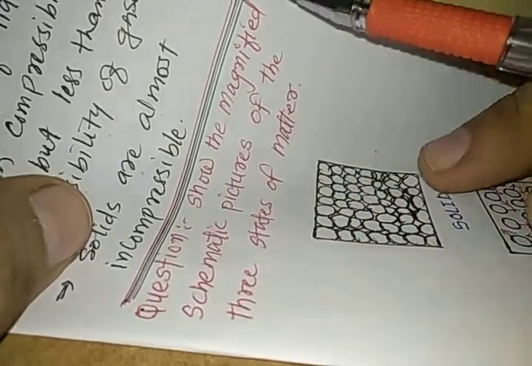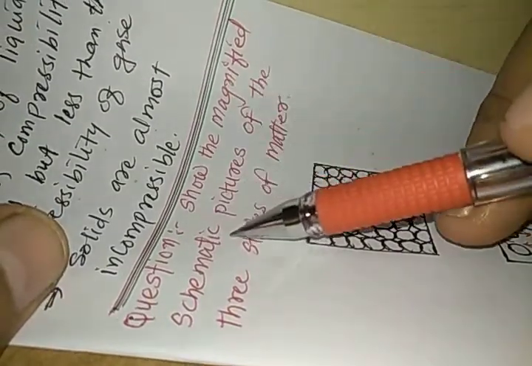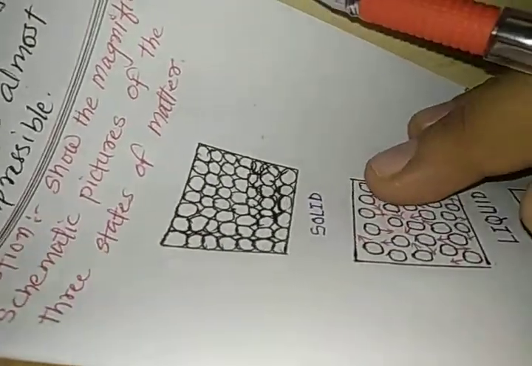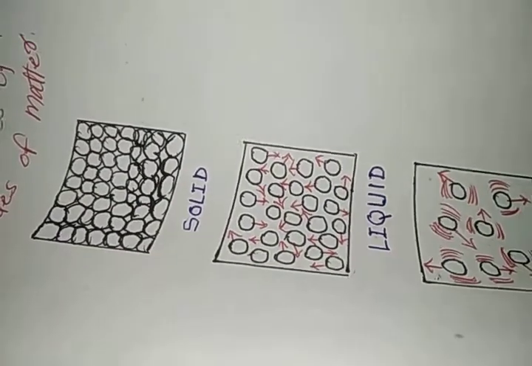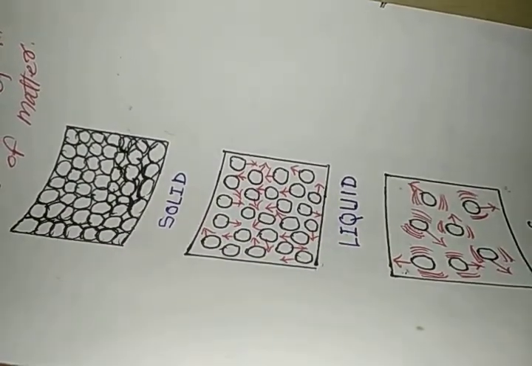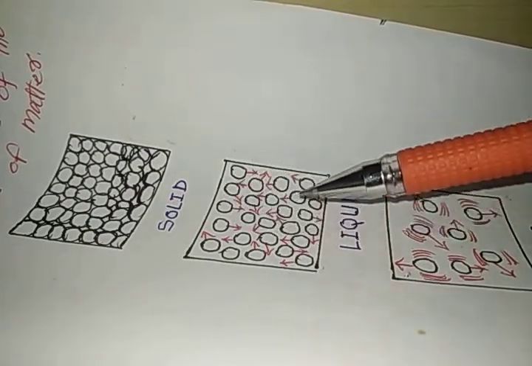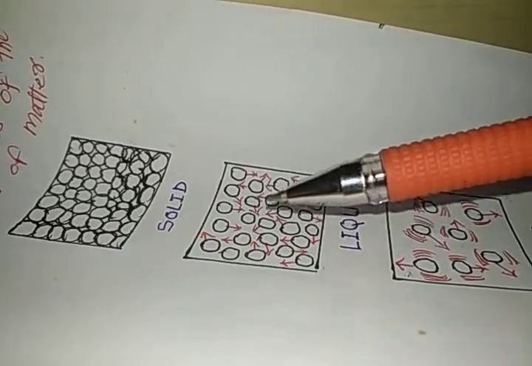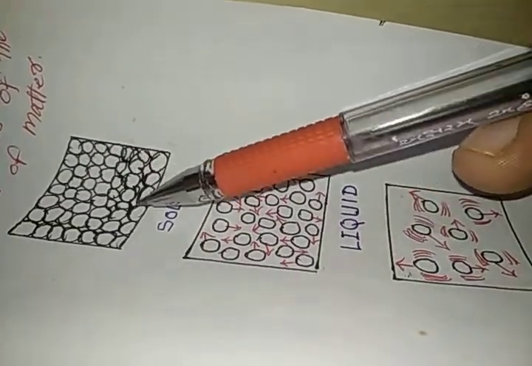Now we have a new question. The question says: show the magnified schematic picture of the three states of matter. So here we have magnified a very small portion of solid, liquid, and gas. We have shown the direction of the movement of particles with red pen, and the particles have been shown with the black pen. You can see in solid all the particles are closely packed.